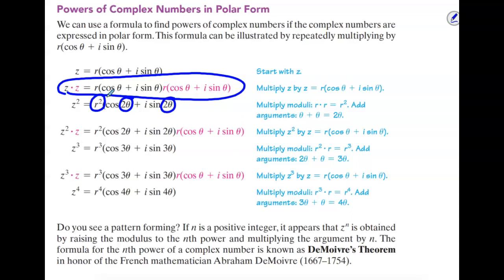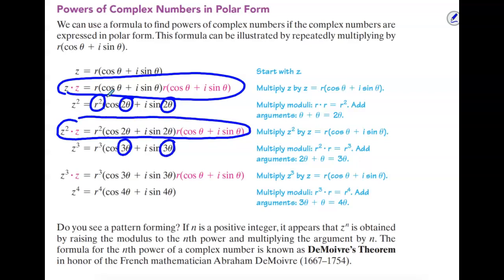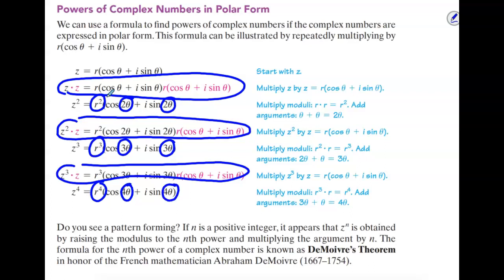The pattern continues if you now have z squared times z, and you would have now r cubed, 3 theta. You continue it again, z cubed times z. Notice you're going to have now r to the 4th, 4 theta. So there is a pattern forming there, and we're going to be using the theorem on the next slide to help us when we have powers of complex numbers.